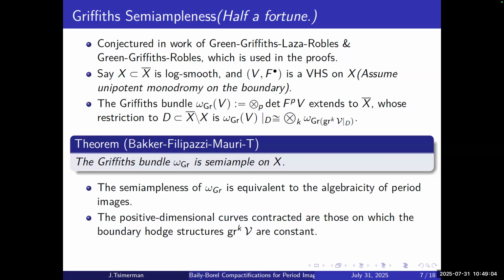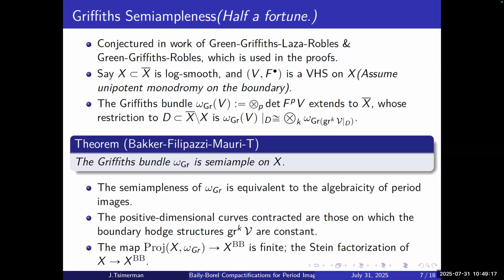You can talk about which positive dimensional curves are contracted in terms of the Hodge theory. They're exactly the ones on every stratum on which all of the graded pure variations are constant. And if you look at the map from the projectivized Proj of this semi-ample bundle, it gives you some space that you map to, and it actually ends up being the Stein factorization of the map to the Baily-Borel. So in some sense, to make the Baily-Borel, you first prove semi-ampleness, and then you have a finite step down to get the actual Baily-Borel compactification. But this is a crucial step in constructing the Baily-Borel.